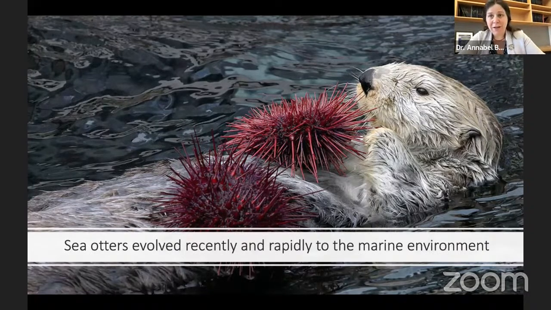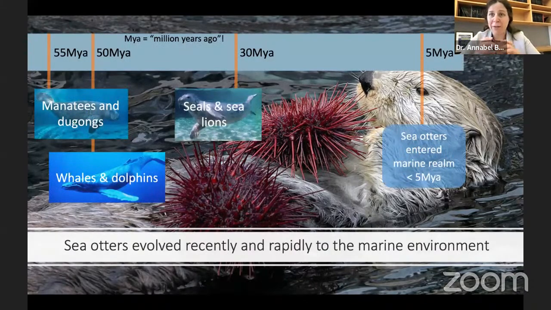So sea otters evolved recently and rapidly to the marine environment. When I say recently, I mean in evolutionary timescales when you compare them to other marine mammal lineages. So if you look at some other types of marine mammals like manatees and dugongs or whales and dolphins, their ancestors entered the marine realm some 50 to 55 million years ago. So they've had a really long time to become really well adapted to life in the ocean. Seals and sea lions, their ancestors entered the marine realm some 30 million years ago, but sea otters are really the new kids on the block.